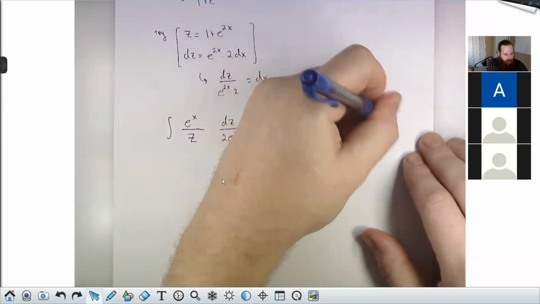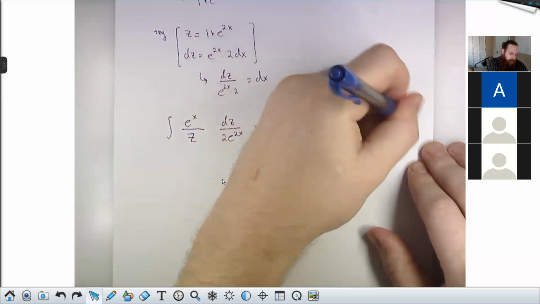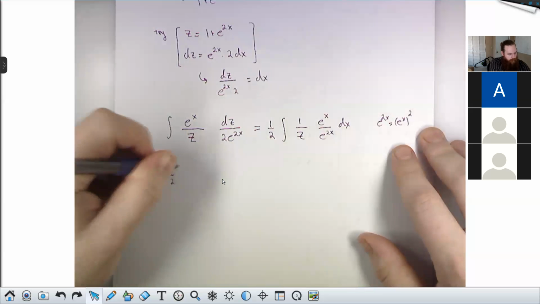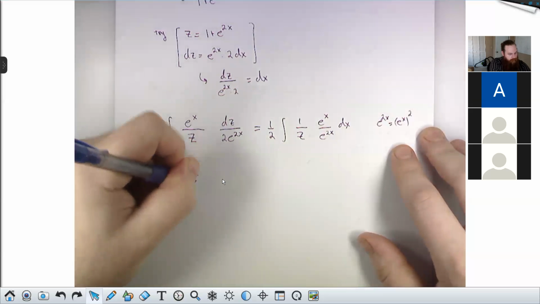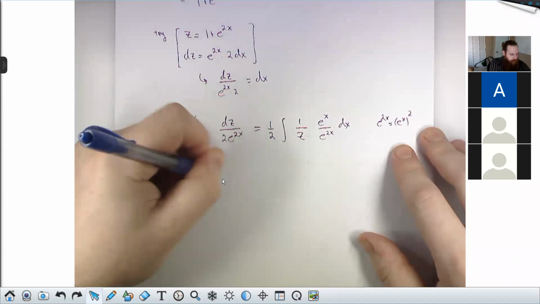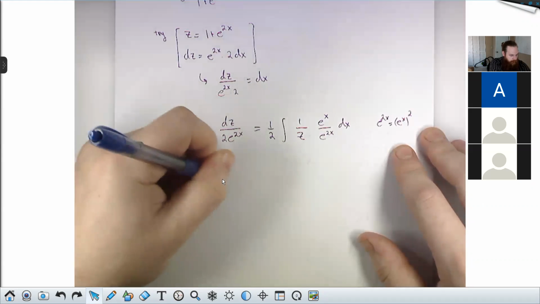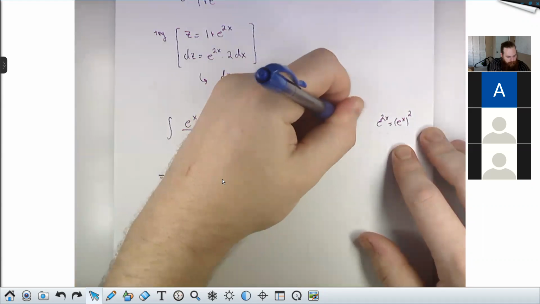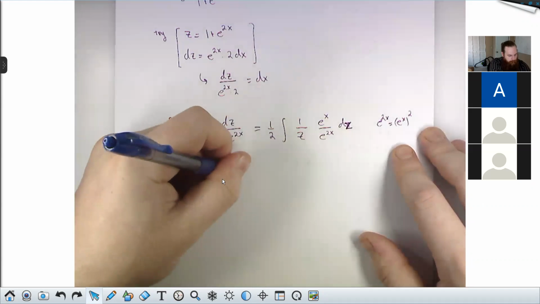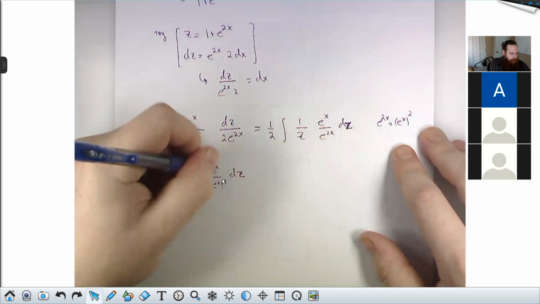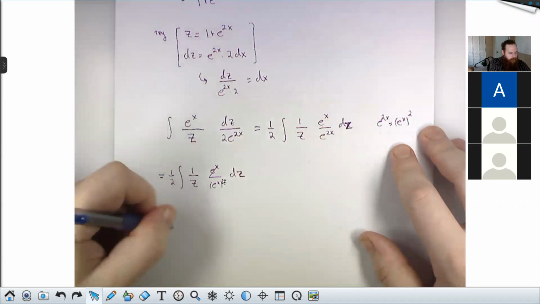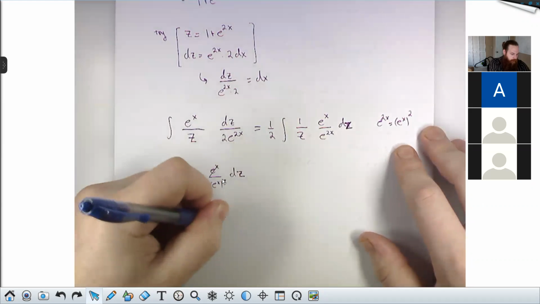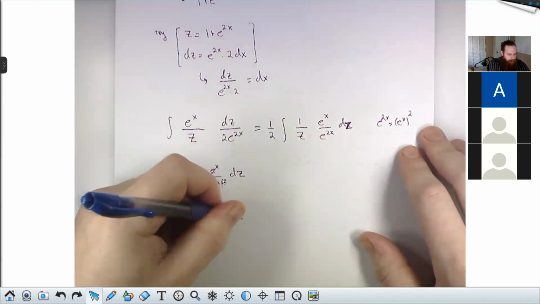Remember, e to the 2x, that's the same as e to the x all squared. So you could write this as 1/2 integral 1 over z e to the x over e to the x all squared, and then cancel one of them. Sorry, this should be a dz. Then cancel one of them. But you're still going to have an x floating around in here. You'll have 1 over z times 1 over e to the x dz.